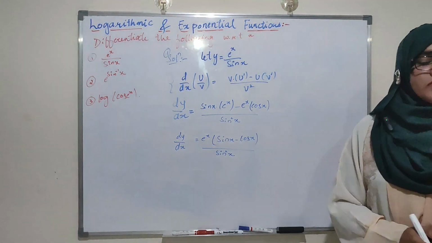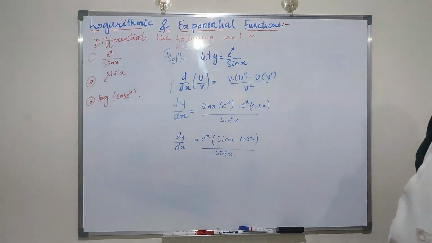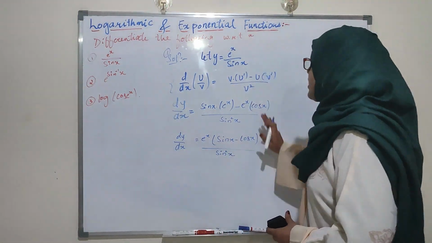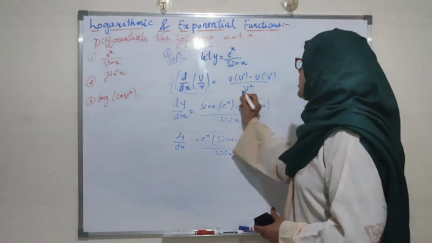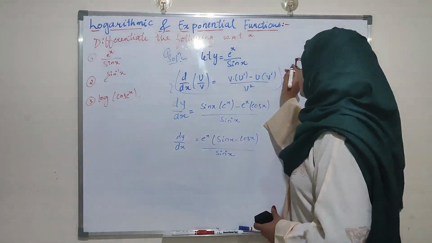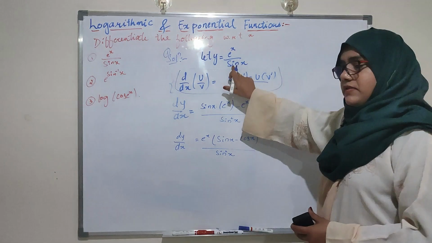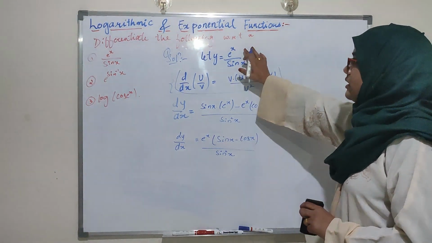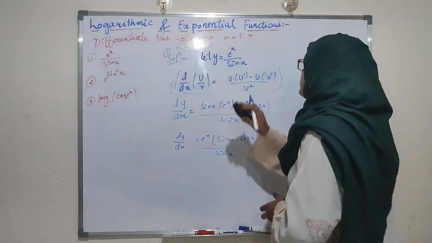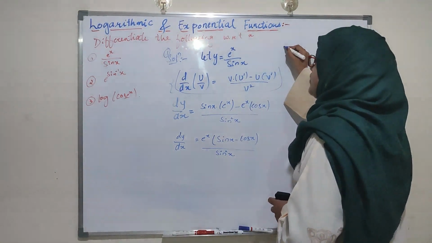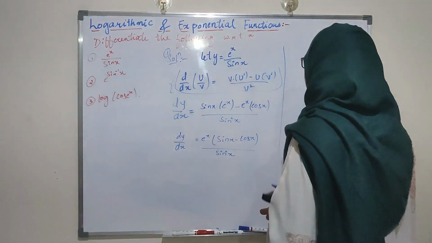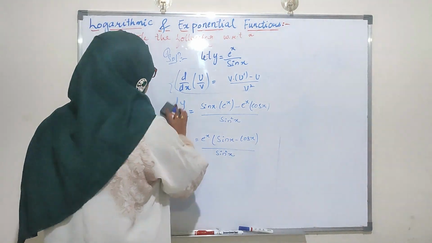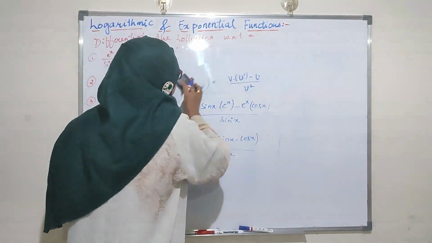This is the solution for the first question. Now we can go further to the second one. It is very simple. If you know this formula, then it is easy to differentiate the given function. The differentiation of sin x is cos x, and for the differentiation of e raised to x, we just keep e raised to x as it is. Now we have to go further. I will show you the solution for the second one.